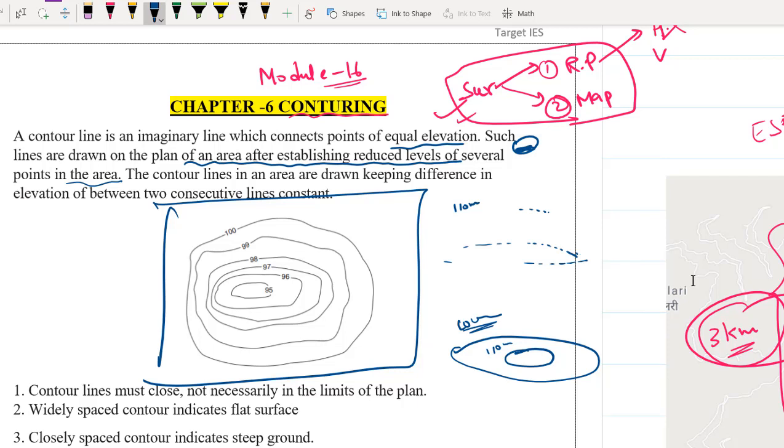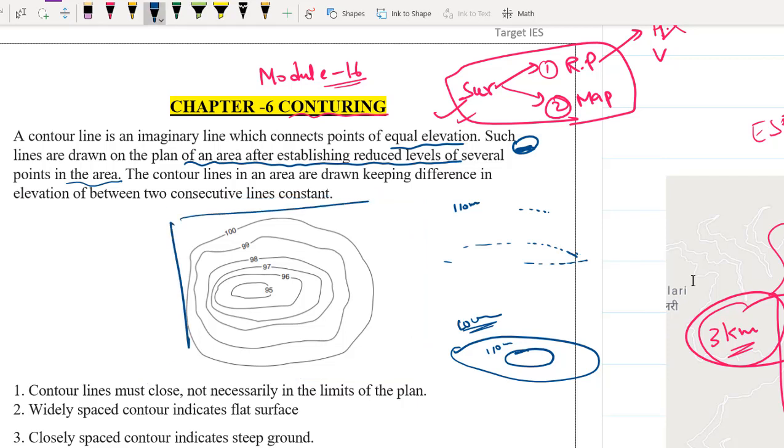Contour, we are studying contour. So once you know how to find this reduced level, you have to draw it on a map, and the map whatever you are getting, we will be calling it a contour map. And basically whenever you are drawing a contour map, right, there is one small catch, but it is natural, I am just focusing on it.